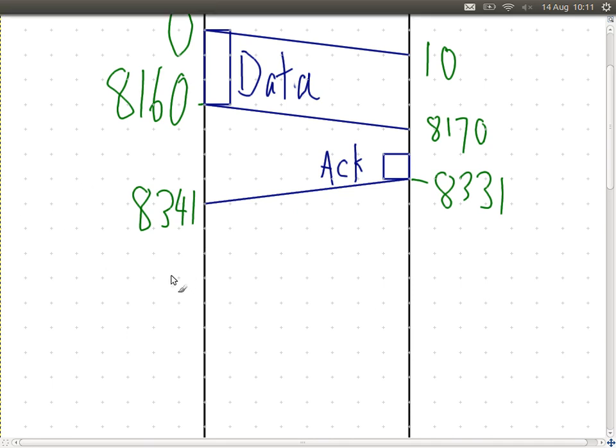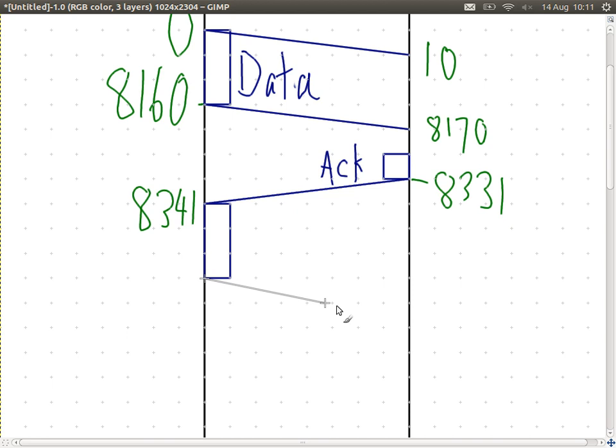So 8341, we're allowed to send the next data frame. So let's send it and follow through the steps. The data frame takes time to transmit. The last bit will arrive at this point in time. Then we'll process, so there'll be a small delay here. And then we are ready to send the ACK back. And the ACK needs to propagate back. And we'll arrive at this time. And you can determine the clock in each of these points.